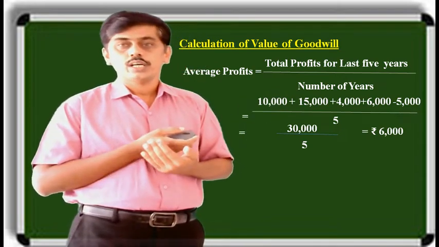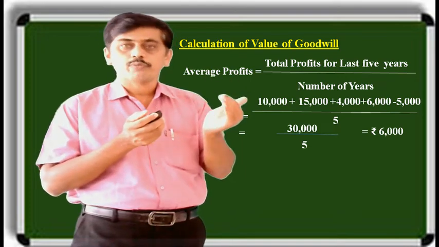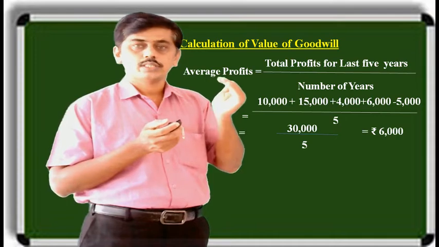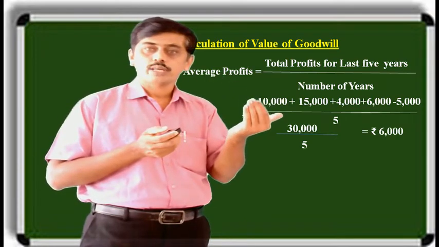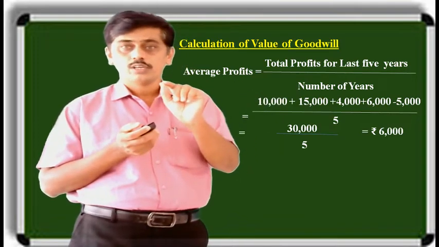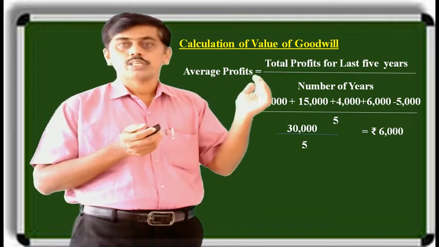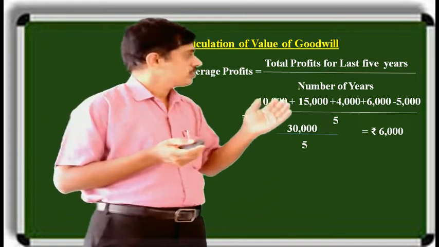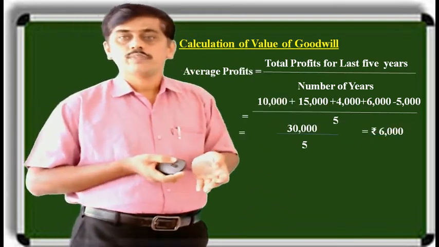Rupees 6,000 average profit. What did we do? First, we have to find the average profit. How to find the average profit? Total profits divided by number of years. Here 5 years profits were given. In that, in 1 year the firm has incurred a loss of rupees 5,000. So what should we do? 10,000, 15,000, 4,000, 6,000 minus 5,000 divided by 5. So 30,000 divided by 5 comes to rupees 6,000.